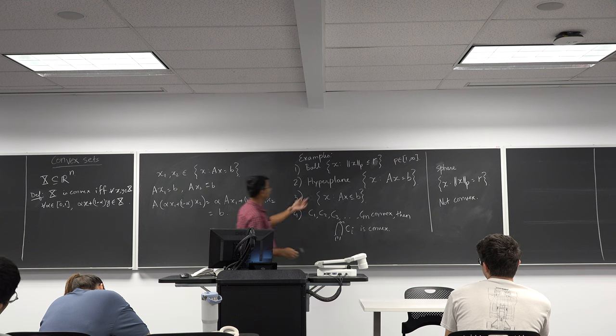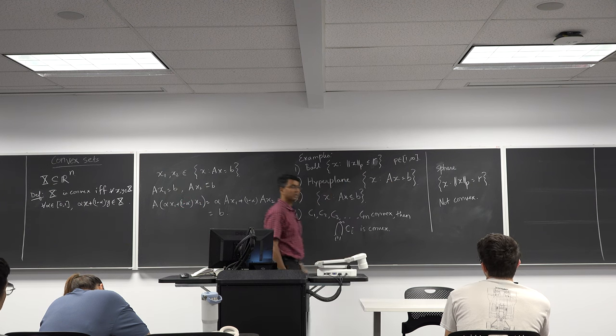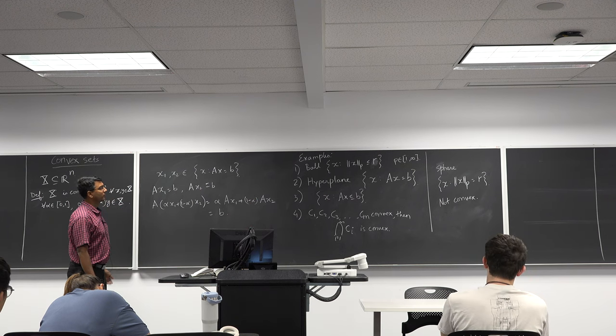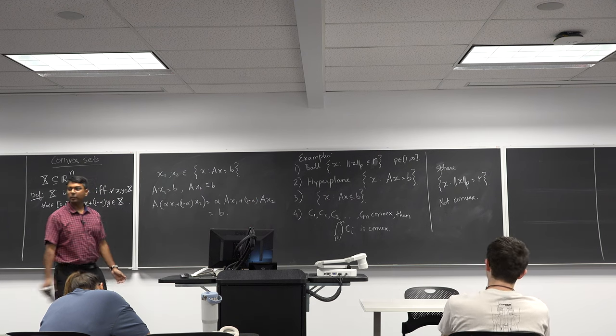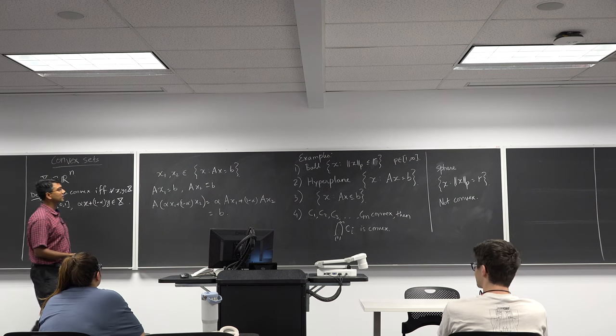So the dimension of the hyperplane is equal to the number of rows in this matrix A. Any other question? Awesome.